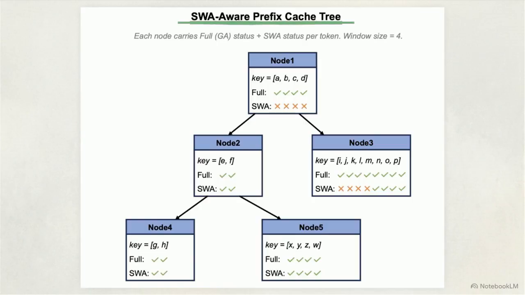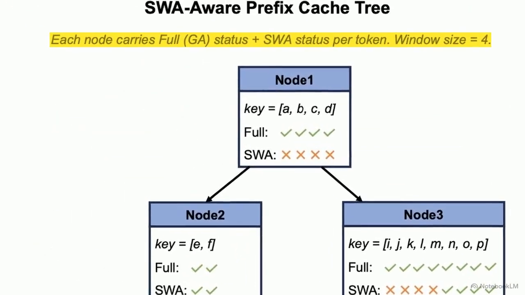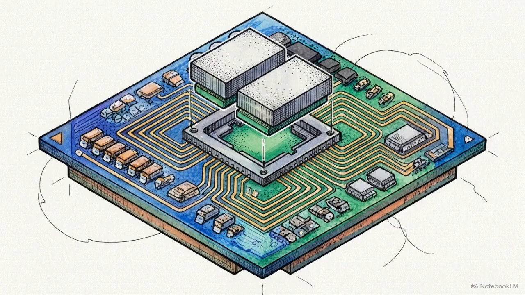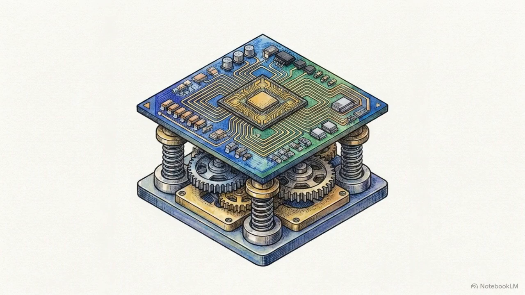This diagram illustrates the solution, an SWA-aware prefix cache tree. You can see the hierarchical structure here, where every node carries dual checkmarks and X marks for full and SWA status. The system actively verifies a window-safe length to ensure the data is there. By rewriting these two core software components, the engineers forced the hardware to respect the new memory constraints, keeping the math intact and the outputs accurate. That solves the problem on a single GPU.